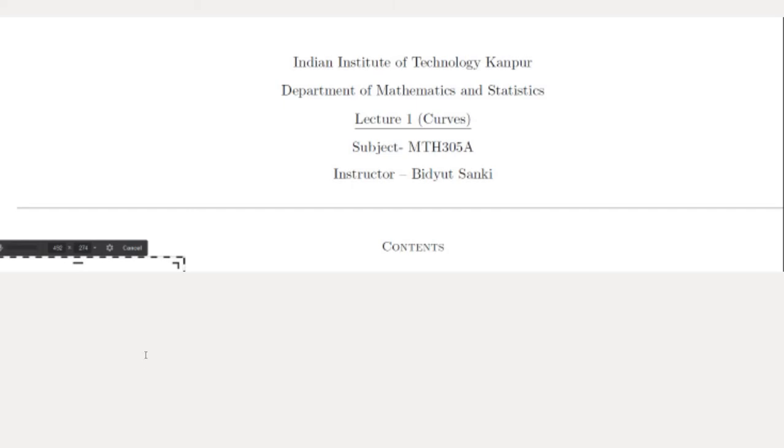Welcome to the course MTH 305A. Here we study the differential geometry of curves and surfaces. So this is the first lecture on curves and surfaces. We study differential curves and surfaces in the Euclidean space Rn, mainly for n equal to 2 and 3. There are mainly two aspects to study the differential geometry of curves and surfaces.